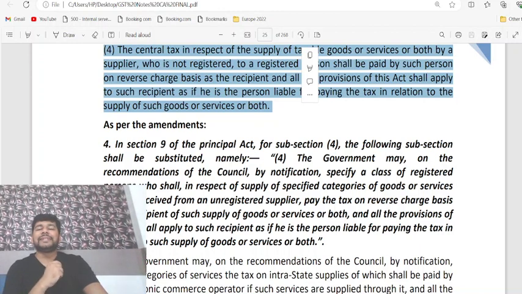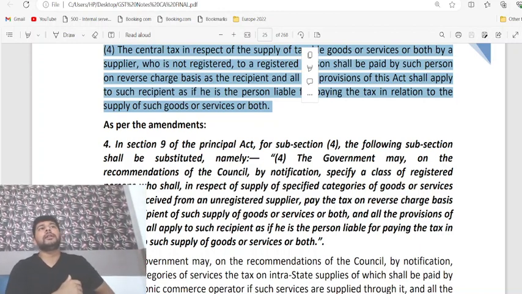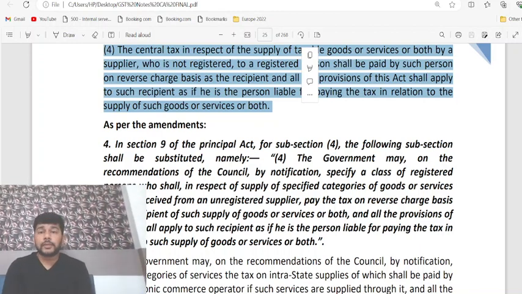Now, this was a big challenge, because you cannot say that every person supplying goods or services which are taxable in nature, if that supplier is unregistered and the recipient is registered, the recipient will go on paying the tax. This was creating a big hassle when this section was originally there. And mind you, this section existed from 1st July 2017 to 13th of October 2017. Thereafter, the provisions got suspended from operation.